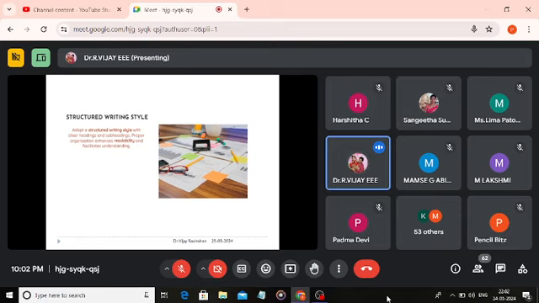Then structured writing style. As you all know, dear learned professors, for any research paper that we are reading for the very first time, if we find the paper not interesting or tough in our first impression, we'll move to the other reference, right? What is the reason for not selecting the analytical paper as a reference paper?